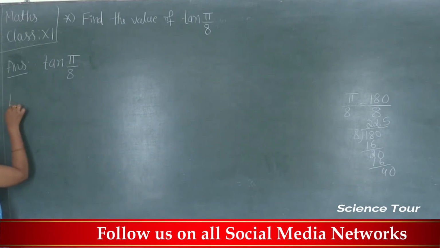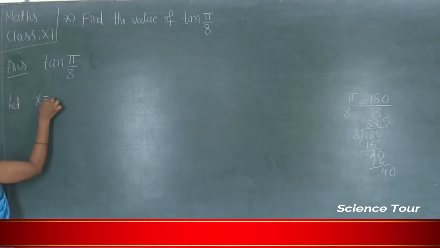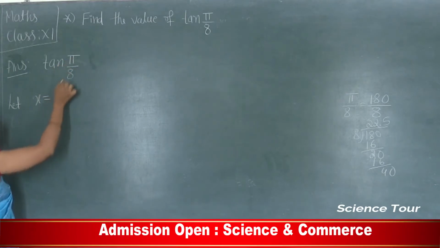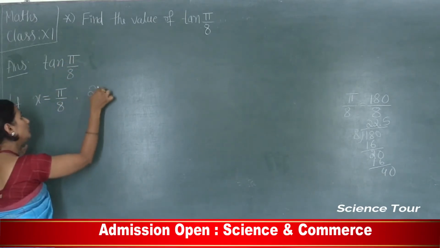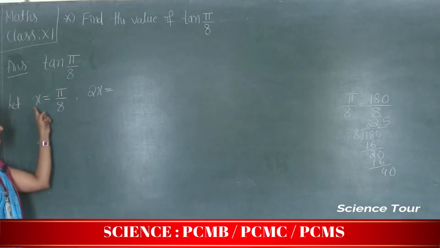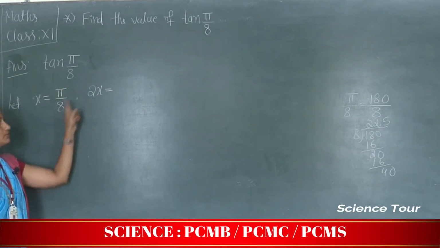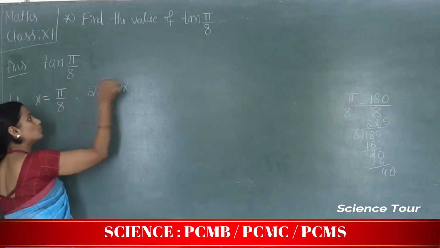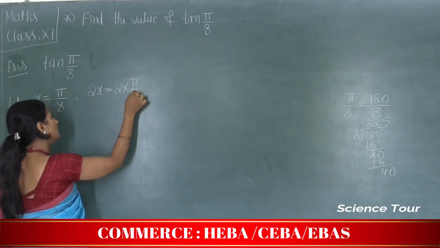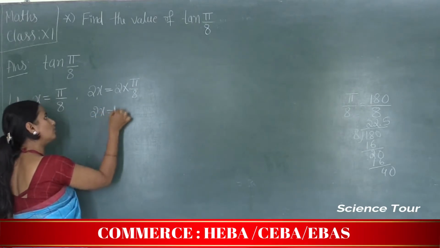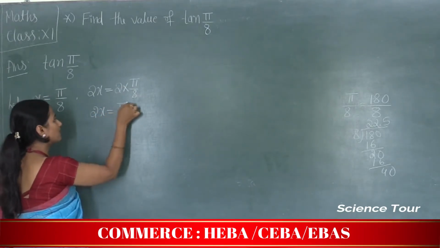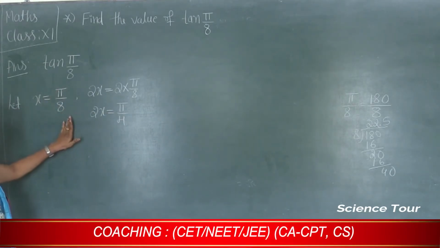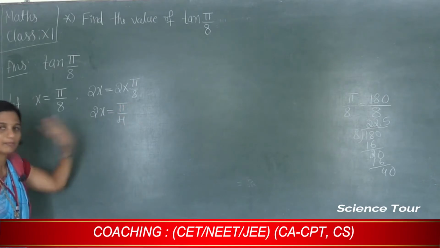Here first take, let x is equal to pi by 8. Then 2x is equal to how much? X is pi by 8, so 2x means 2 into x. 2 into pi by 8, 2 1s are 2, 2 4s are 8, it is pi by 4. Clear this? So x is pi by 8, then 2x is equal to pi by 4.